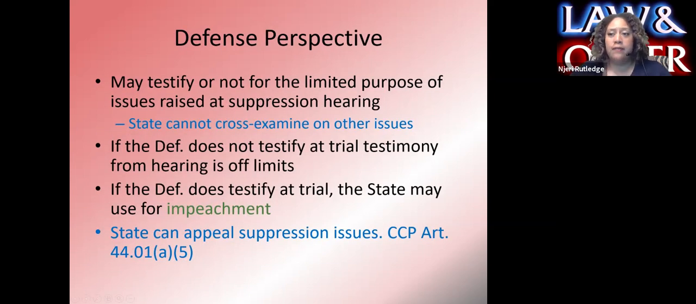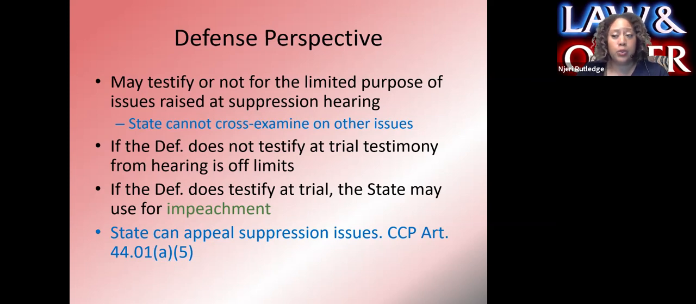From the defense perspective, it is perfectly fine to let your client testify at a motion to suppress, because any testimony is limited to issues raised at the suppression hearing. So the state does not get to cross-examine your client on the case. You can feel some comfort in putting your client on the stand. If the defendant does not testify at trial, then whatever happened at the hearing is completely off limits. But if you do put your client on the stand, then impeachment can still be used against them.